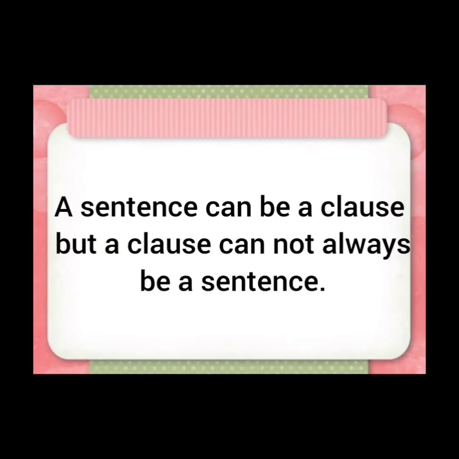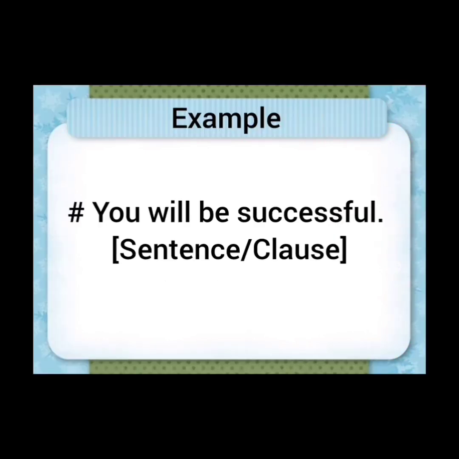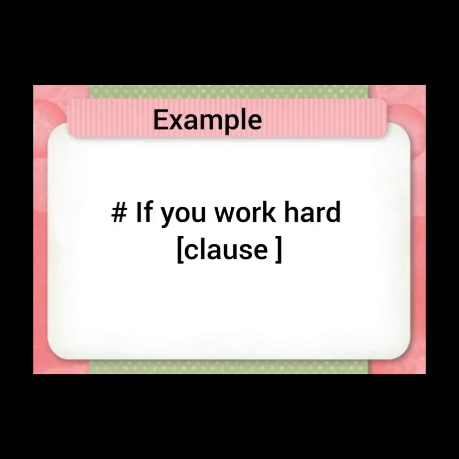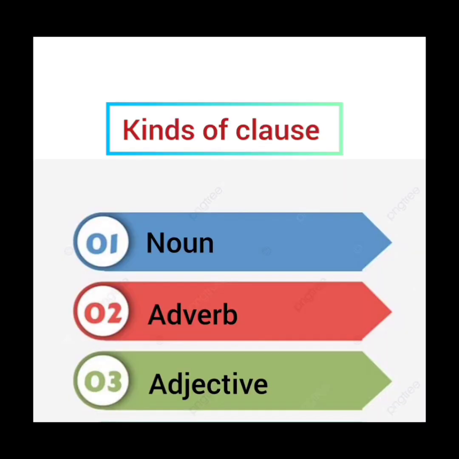There is an important point to remember: a sentence can be a clause, but a clause cannot always be a sentence. For example, there is a sentence, you will be successful. This is a sentence, and this is an independent clause. On the other hand, if you work hard, this is a clause, but this isn't a sentence. Then there are different kinds of clauses, that is noun clause, adverb clause and adjective clause, and further they have their subdivisions. I'll explain all these one by one in my upcoming videos.